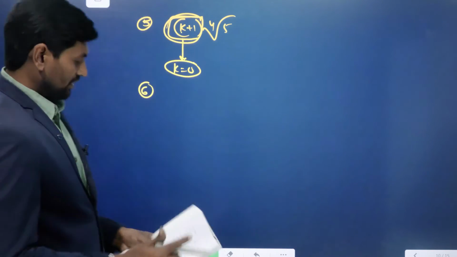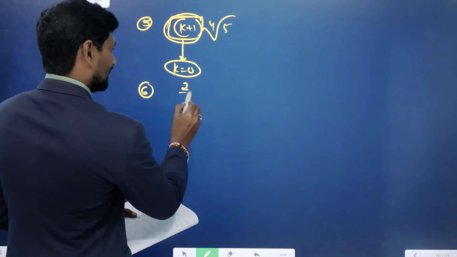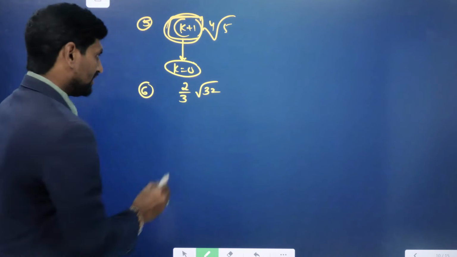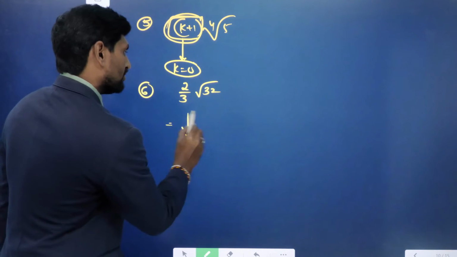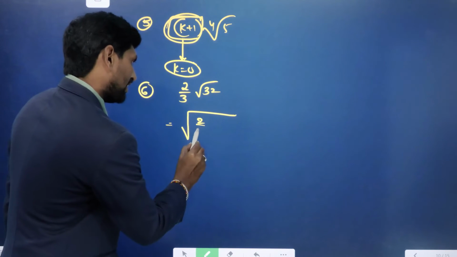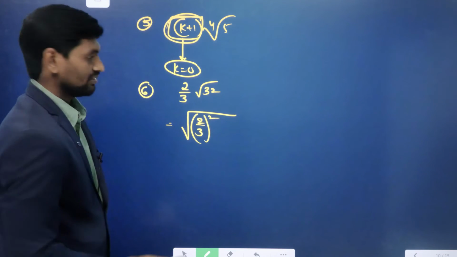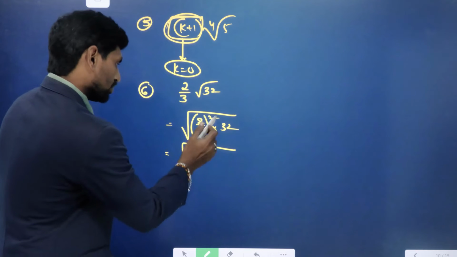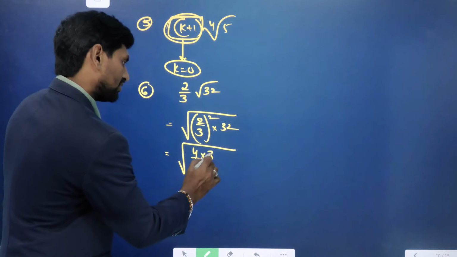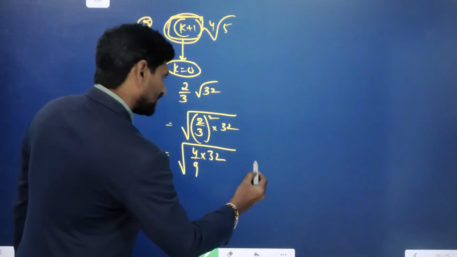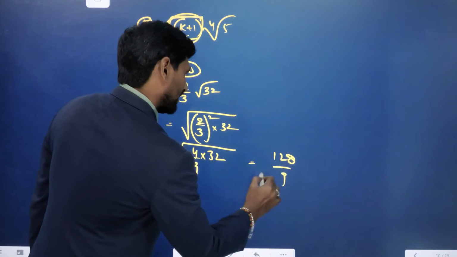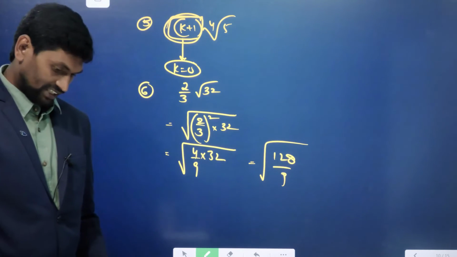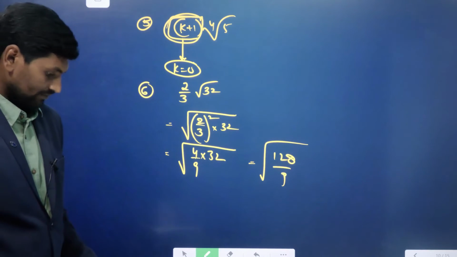Now pure surd of 2 by 3 into root over 32. 2 by 3 is square root, order 2. When you take 2 by 3 inside, it will be order 2, that means squared, into 32. Let us simplify this. 2 square value 4, 3 square value 9, into 32. There is no cancellation between them. Directly multiply here: 128 by 9. That is our required answer. Square root of 128 by 9.